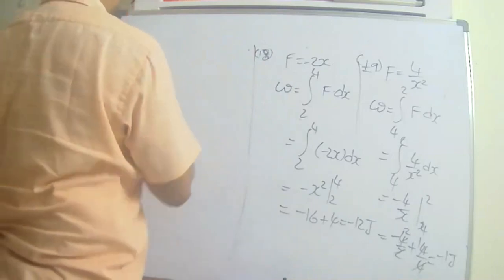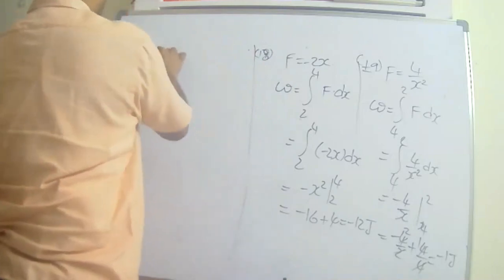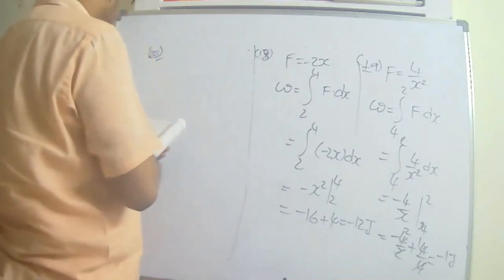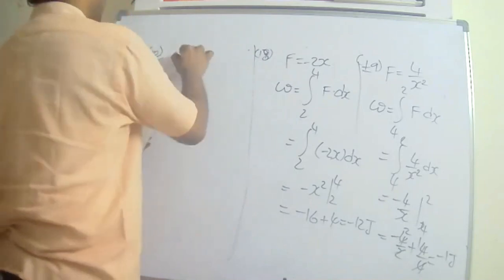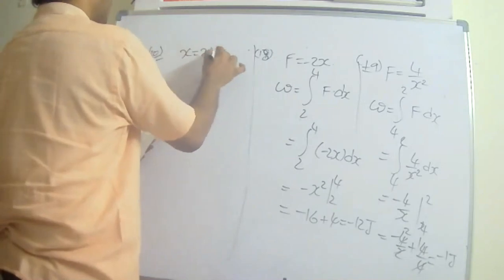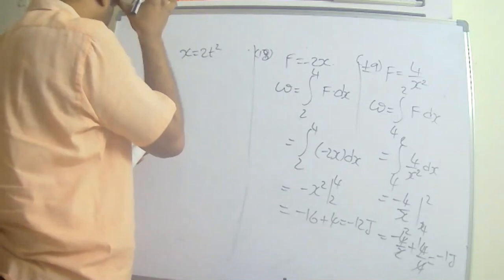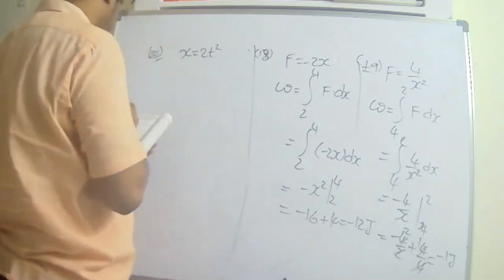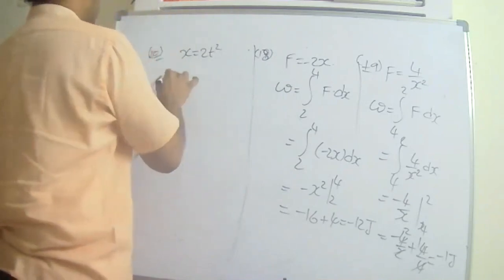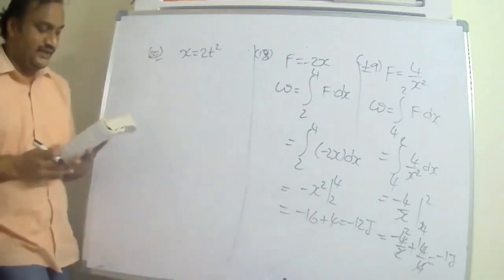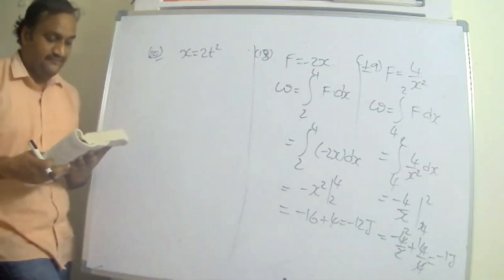Next, under the action of a force, a 2 kg body moves such that the position x as a function of time is given by x is equal to 2t square, where x is in meters and t is in seconds. The work done by the force in first 3 seconds is... a 2 kg body moves such that position as a function.